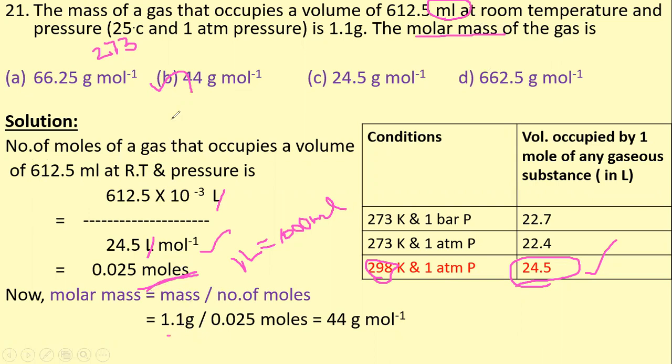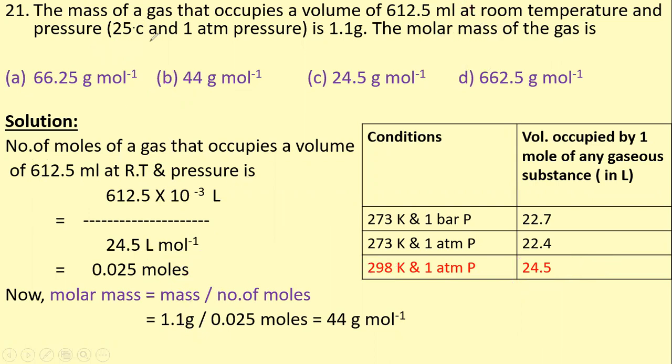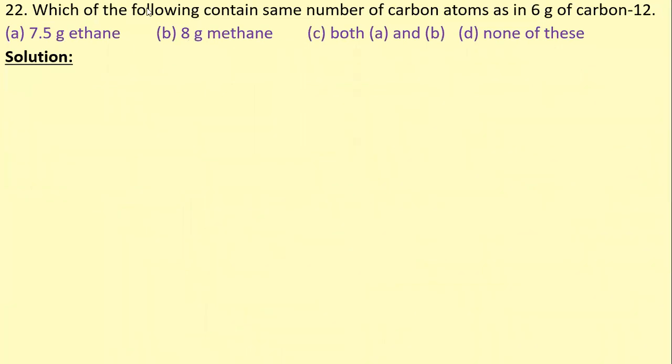So next we'll move on to 22. Which of the following will contain the same number of carbon atoms as in 6 gram of carbon 12? This is the question they gave, with four options. We'll move on to the solution here.